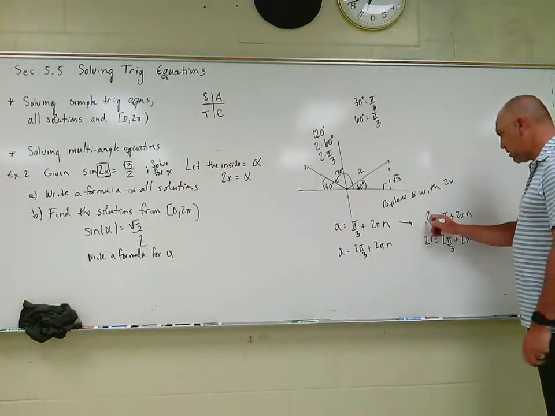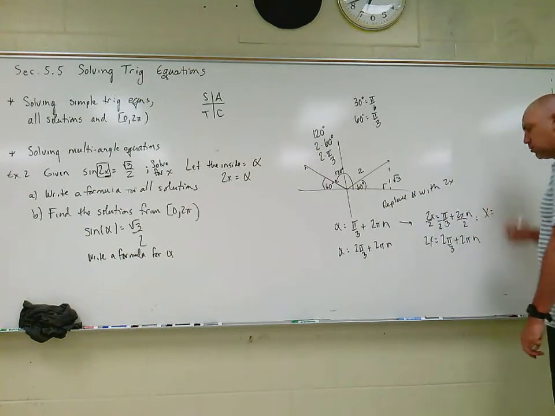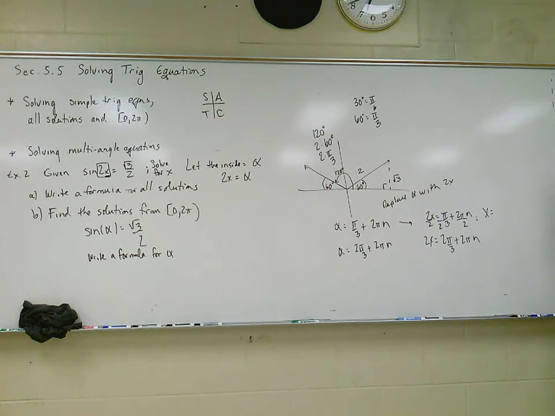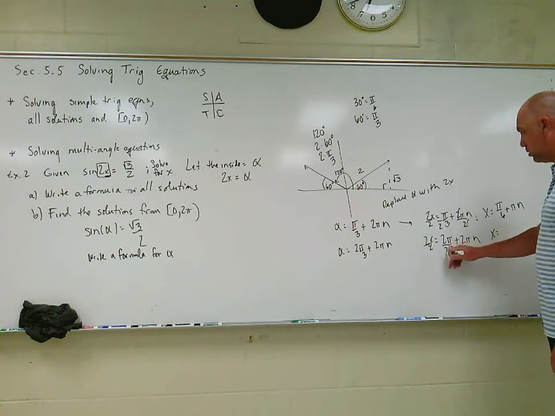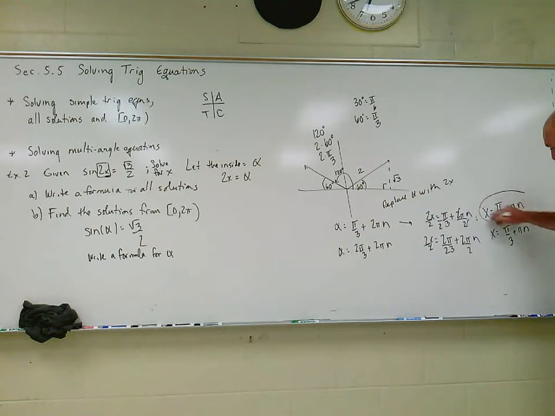So if I divide everything by 2, let's see what we get. X equals, what does the first equation become? Pi over 6 plus pi n. So you got to make that a plus pi n, all right? Then x equals, now look, on the second equation, when I divide by 2, you need to cancel these 2. So the 2's cancel, you get what? Pi over 3 plus pi n. Now, that is the answer to part A.